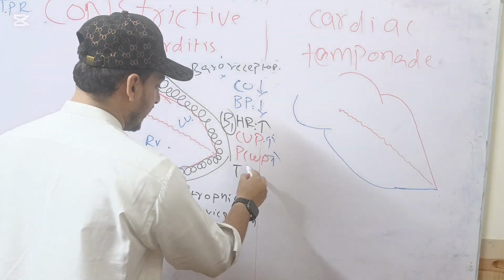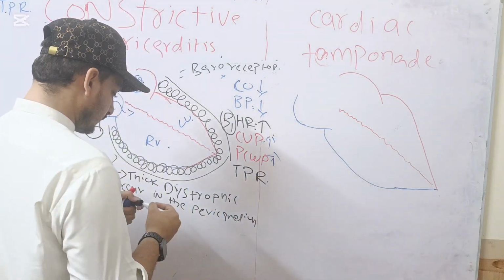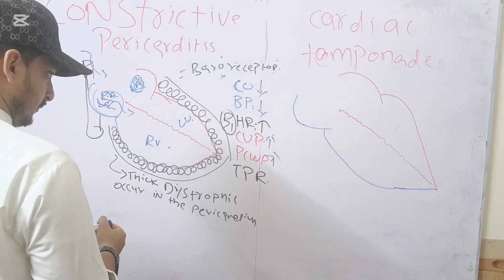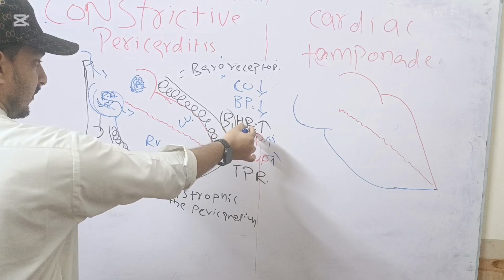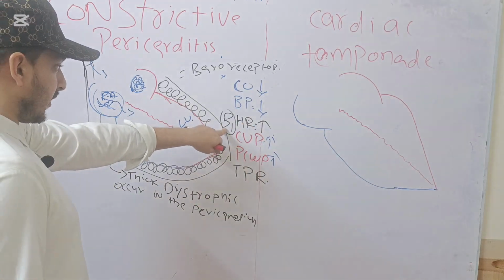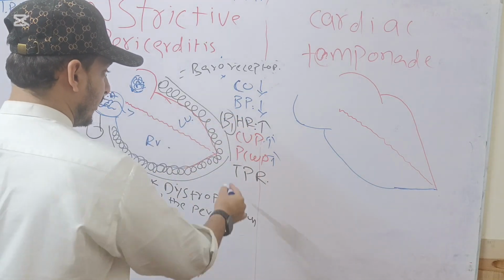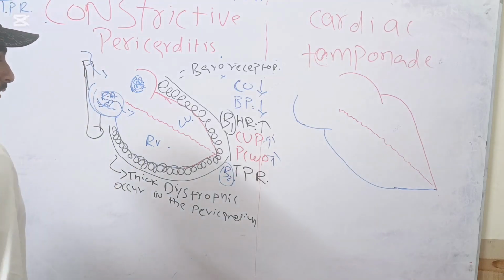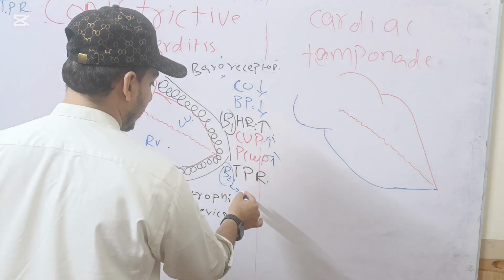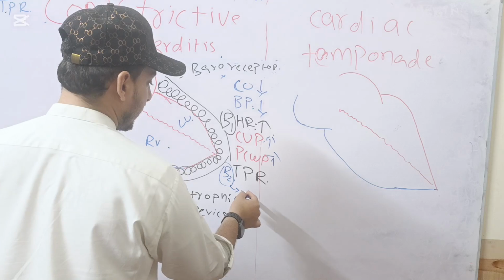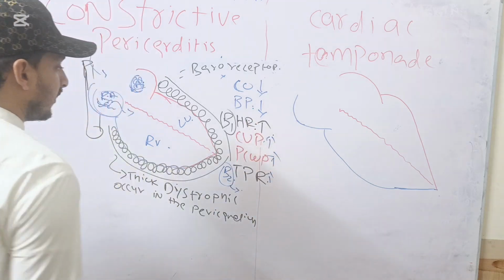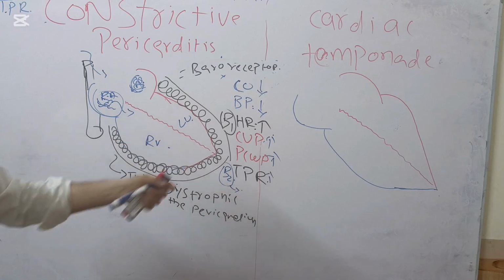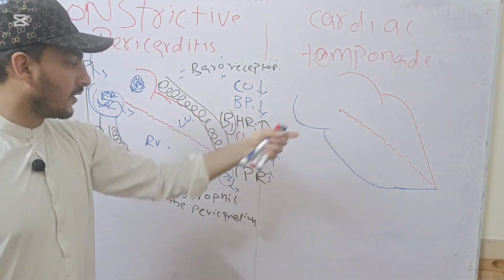What about the total peripheral resistance? The baroreceptors sense this, and the beta 1 receptor acts on the heart, so the heart rate increases. They also act on receptors on the vessels, so the vessels constrict. If the vessels constrict, the TPR will be increased, increasing BP. These changes in constrictive pericarditis also occur in cardiac tamponade.